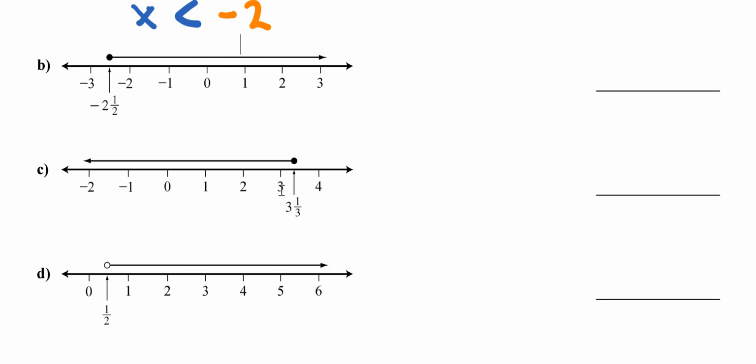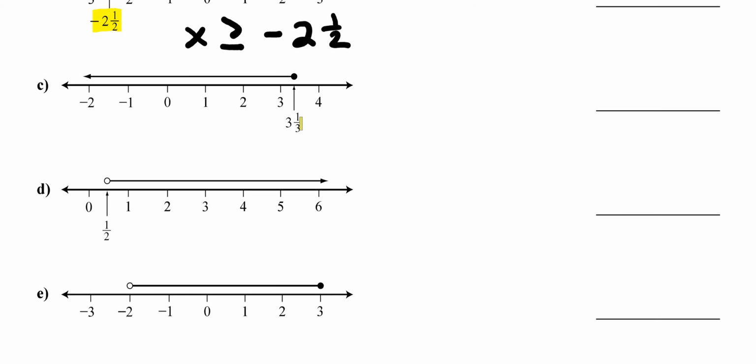For letter B, it seems like we're starting at negative 2.5 there, and we're shading to the right-hand side, and there's a closed circle there. So that means x is greater than or equal to negative 2 1/2. And that's it for letter B.